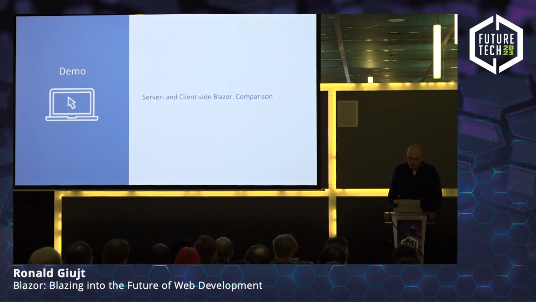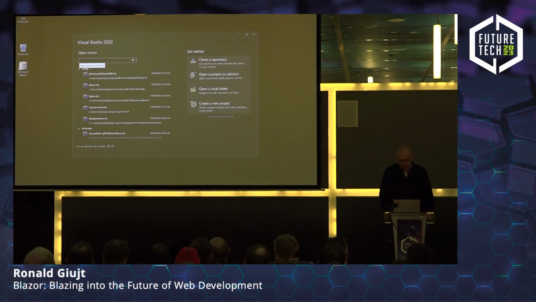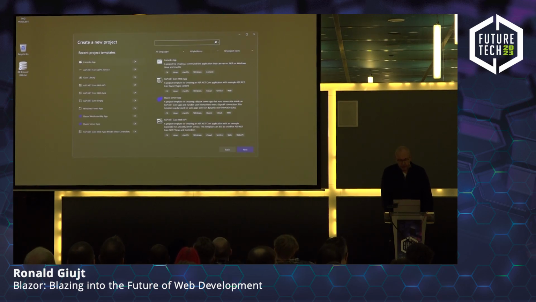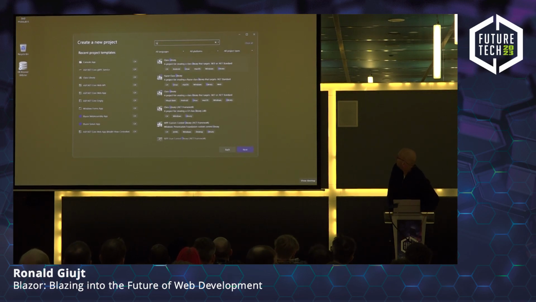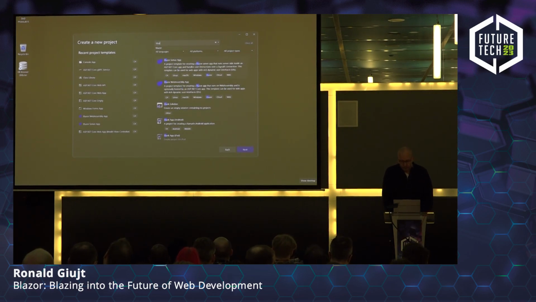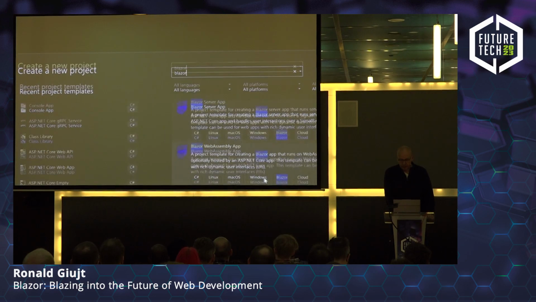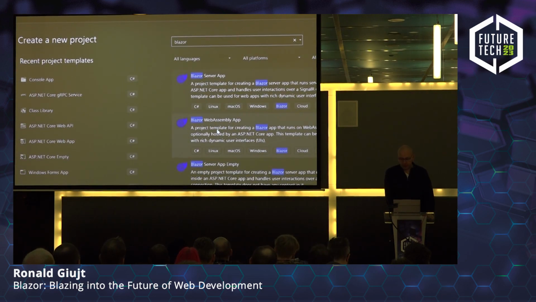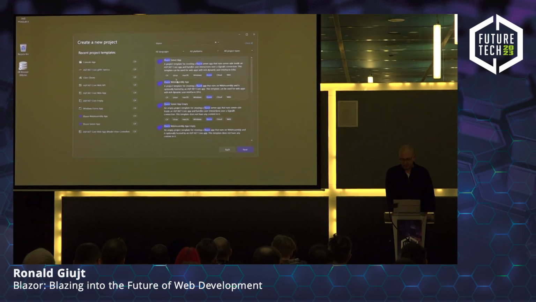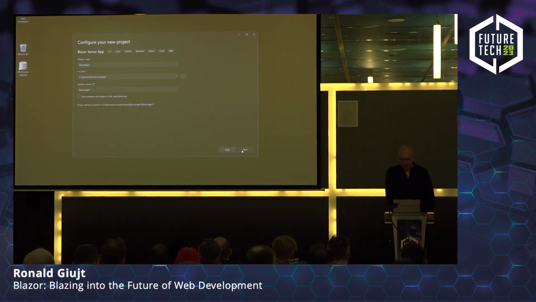All right, let's do a demo. Server and client-side Blazor comparison. So I have a fresh Visual Studio here. I'm creating a new project. And let's do a Blazor. I know it's a little bit small maybe, but I'll zoom in later. So I can type in Blazor, and I have a choice here. There's a Blazor server application or a Blazor WebAssembly application. Which one do you want to see first? Server. Good. We give it a name, and let's create one.